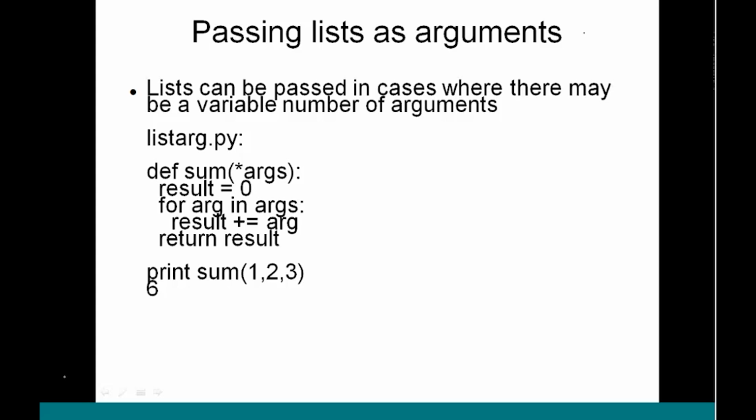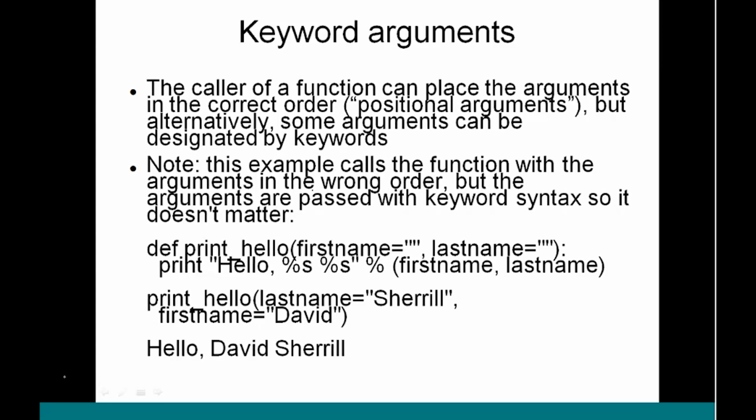Here we are defining a function named sum, and the arguments we denote like this, *args. Then we say the result is 0, for arg in args, result plus arg, and then return result. Since *args is itself a pointer, we can pass a list into this. So if you say print sum of 1, 2, 3, the answer is 6. Note the syntax of how we pass the arguments.